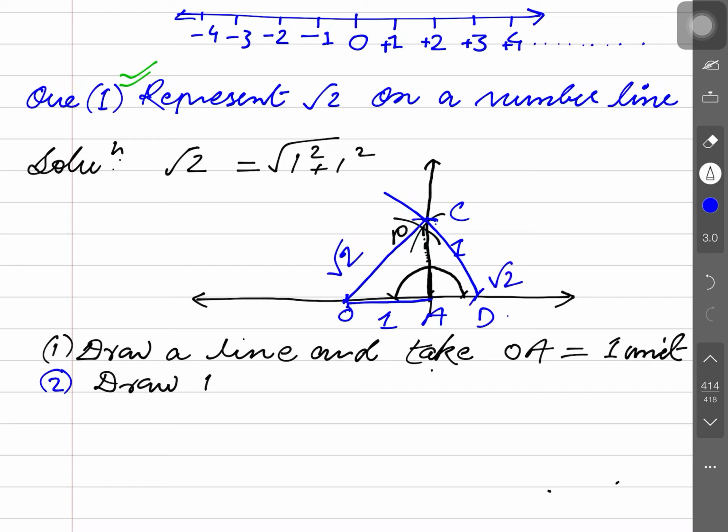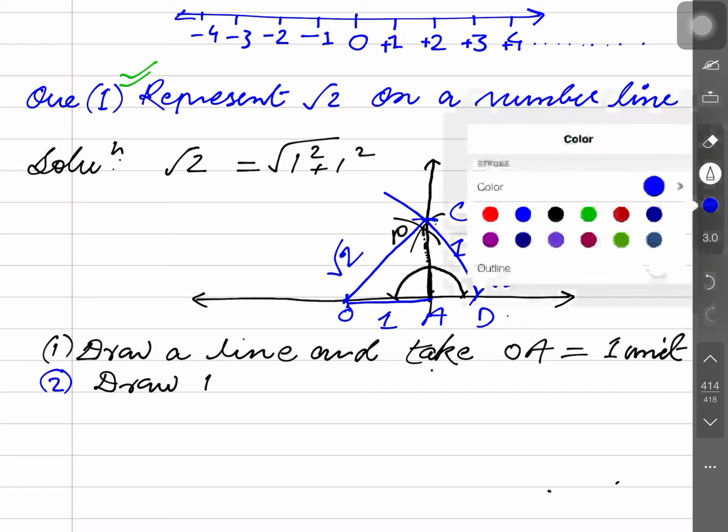Is that clear? Similarly, you can represent some other number here. It means from O to D, this is on the line here. So it is the representation of an irrational number on the number line. And you may see O to D, the length is root 2. Is that clear?